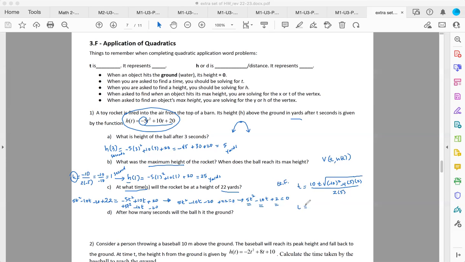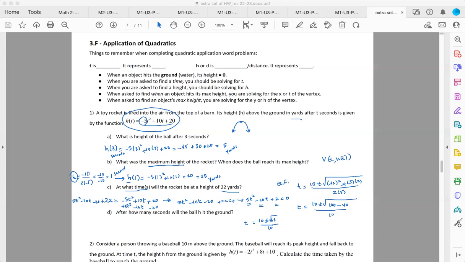So t equals 10 plus or minus the square root of 10 squared, which is 100, minus 4 times 5 times 2, that's going to be negative 40, all over 10. So you'll get 10 plus or minus square root of 60 over 10. Now, how do you know what the square root of 60 is?